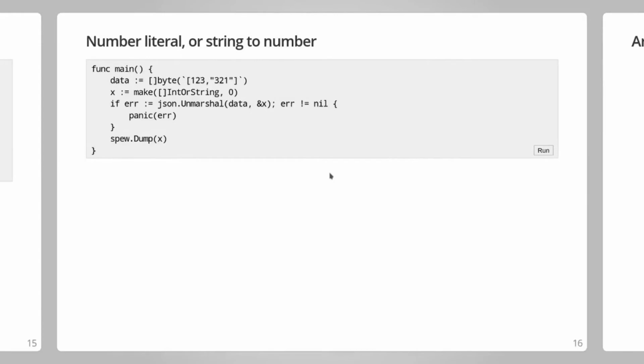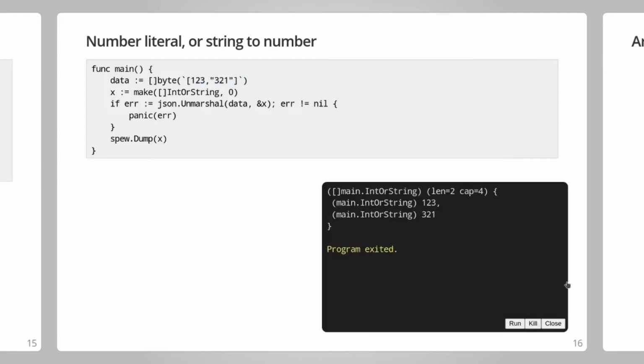So let's watch this in action. I've created a JSON input here that contains an array of 2 elements. The first element is a literal number. The second is a quoted number. Let's see what happens. So now our Go result is a slice of int or string. The first is a value of 1, 2, 3. The second a value of 3, 2, 1.